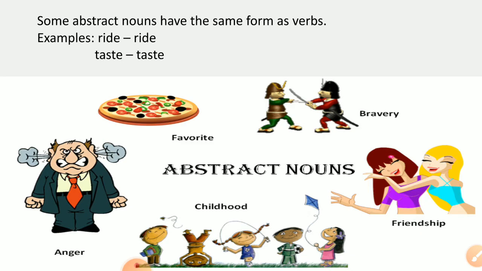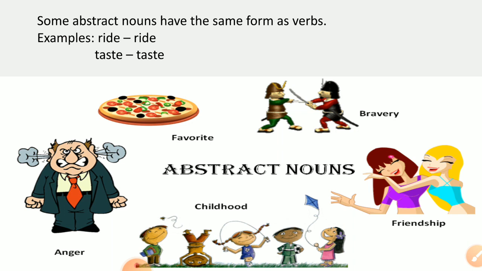Some abstract nouns have the same form as verbs, and here are the examples like ride, ride, taste, taste. Here, there are lots of diagrams over here in which you can understand about abstract nouns. Now, favorite. What's your favorite? Favorite is an abstract noun. What is your favorite food? Now, bravery. You can see these warriors fighting against each other. They are showing their bravery.